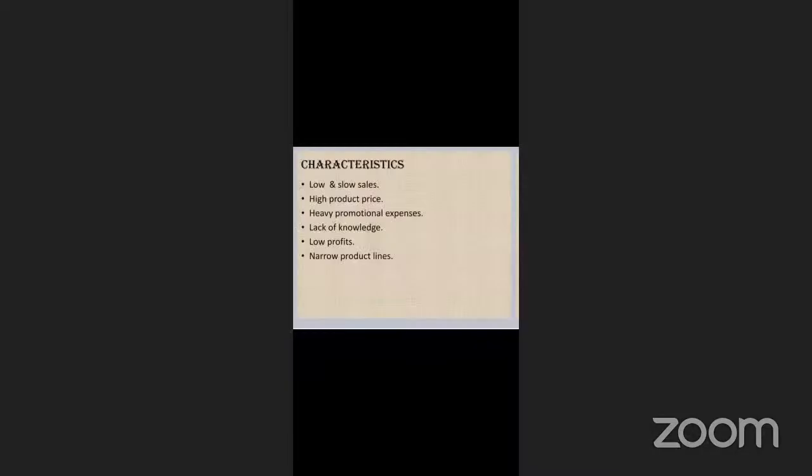So what are the features of a product at the introduction stage? Just we will look at it. Characteristics, I have given in points. You can make elaborative notes and present them in the exam. Here the main characteristics are low and slow sales and high product price. Because if we introduce the product in the market at a low price and the product is accepted by consumers, when we raise the price, the customers will not accept it.